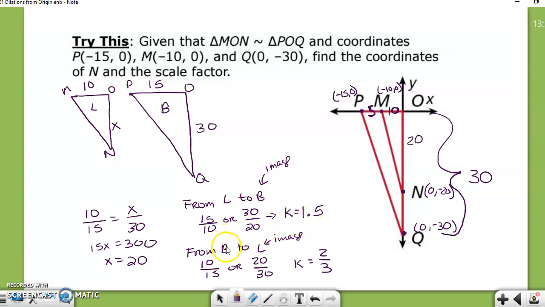If I'm going from the big to the small, then I'm going to have my small as my image. Those are going to be my numerators in my scale factor, and the big ones will be the denominator. And then as expected, since I'm going to make something smaller, my scale factor is going to be less than 1. Okay, so those are the basics for dilations about the origin.